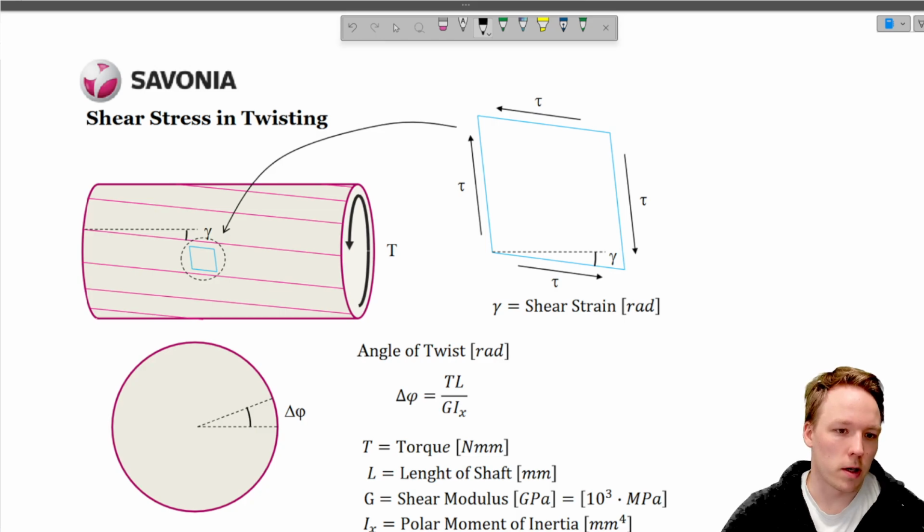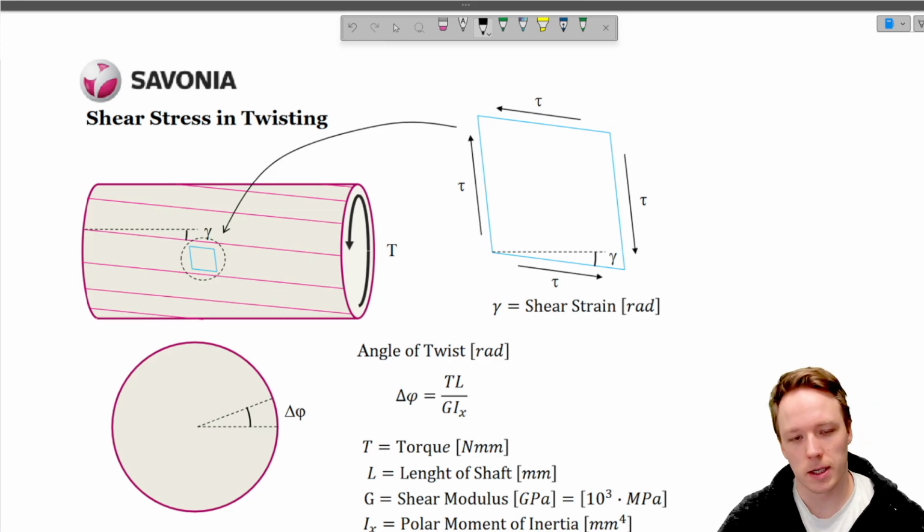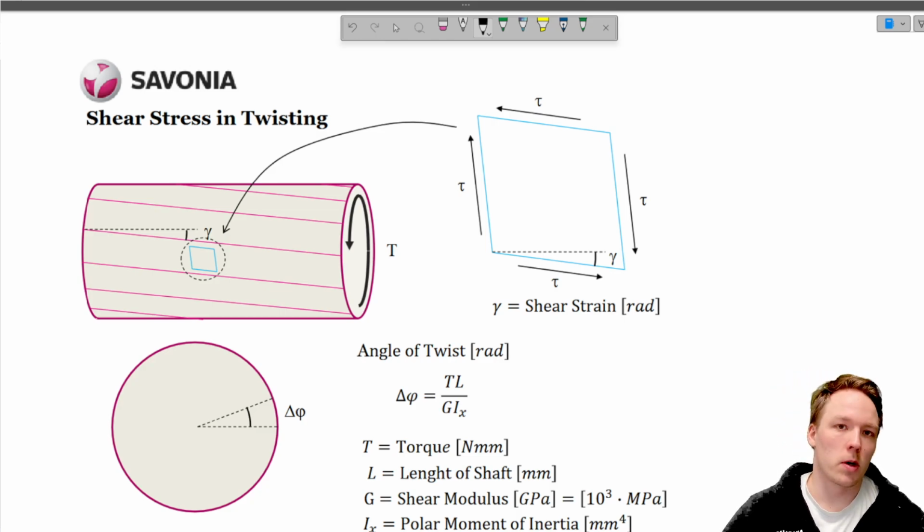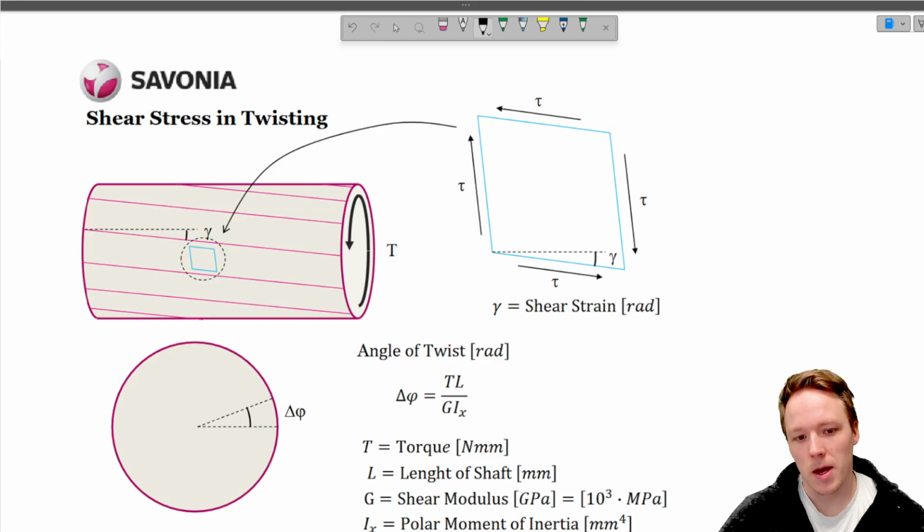In this video we're going to cover a new topic, which is shear stress in twisting. We're going to be focusing especially on round shafts and tubes which we are twisting, and later on in this course we'll also be discussing other types of cross-section profiles. But what is shear stress in twisting?